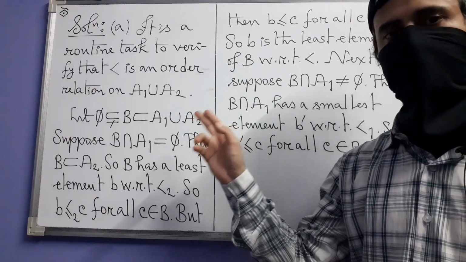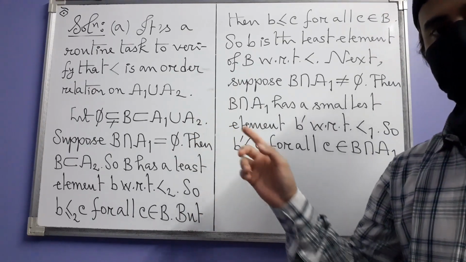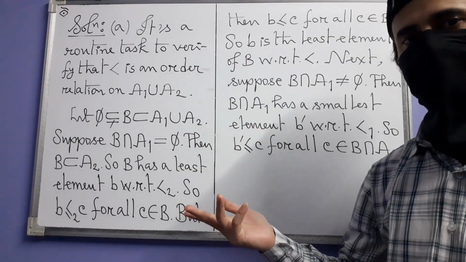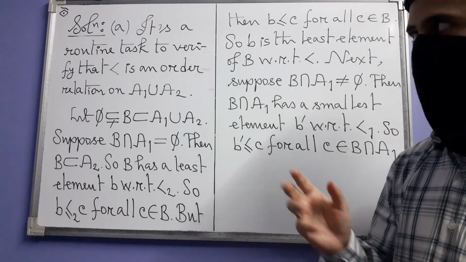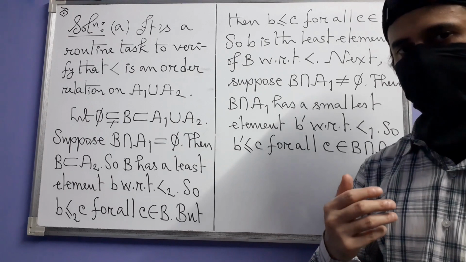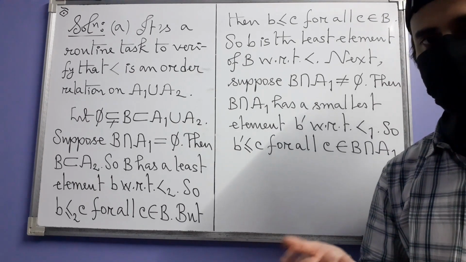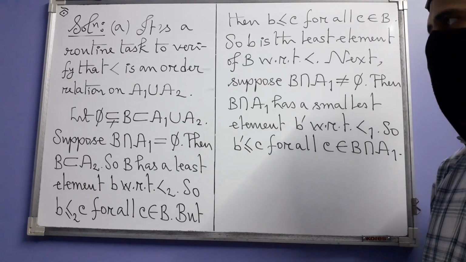So this is the solution to part A. The task of showing that the new relation is really an ordered relation actually is quite easy and straightforward. So I am leaving that to you. So you try it, but if you don't get it, please write in the comment section below. Then I will do it for you or give you some kind of hint.